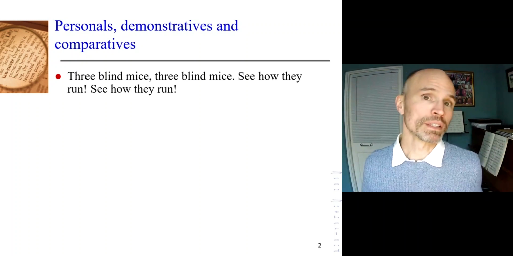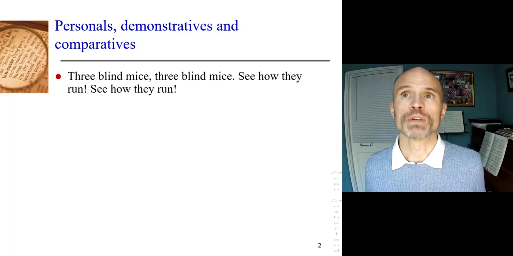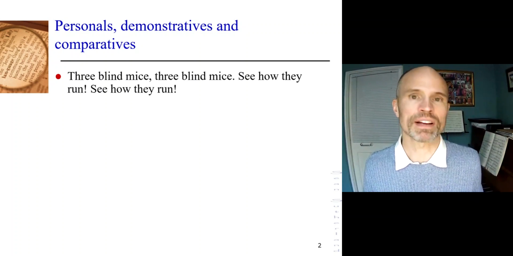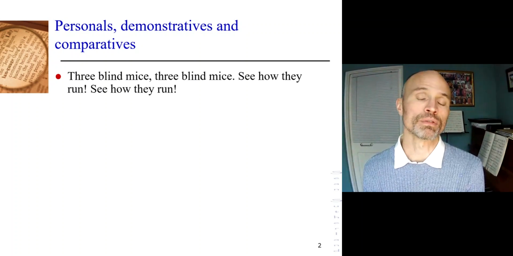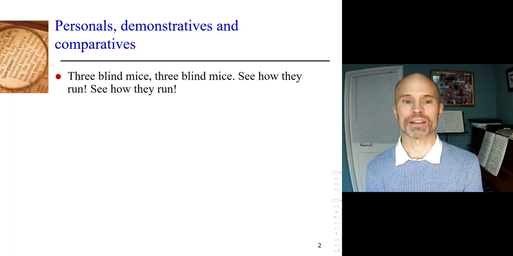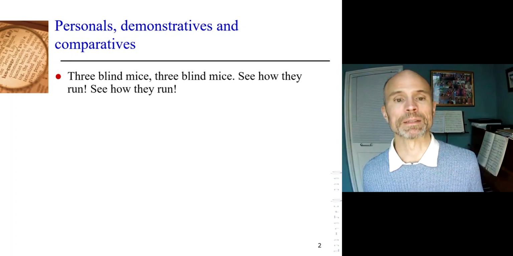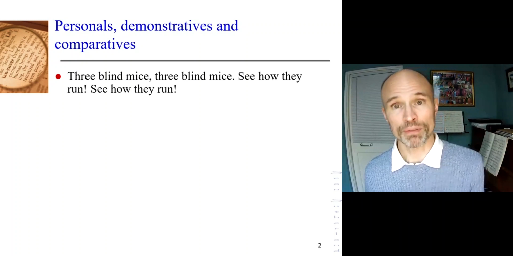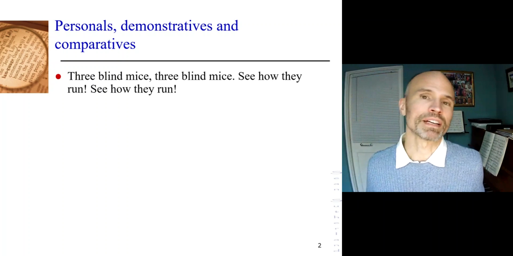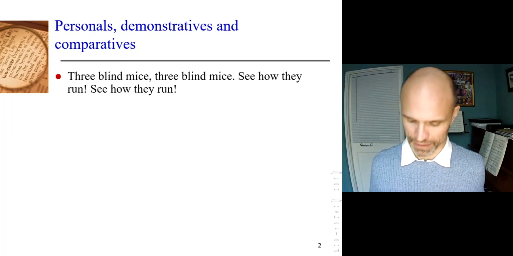The word I used in the previous slide was interpreted. Every time you hear the word they, you have to interpret it in that particular case. What does they mean this time? So that's where we can use the word interpreted. In this example, they is interpreted as meaning the three blind mice that were just mentioned. Three blind mice, see how the three blind mice run. So that's a very clear example of a reference. They is a reference.